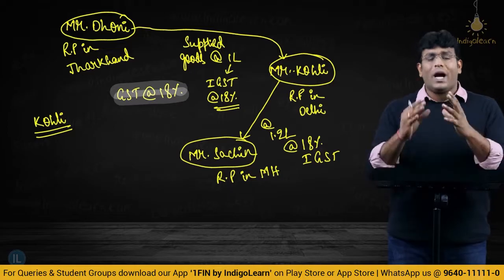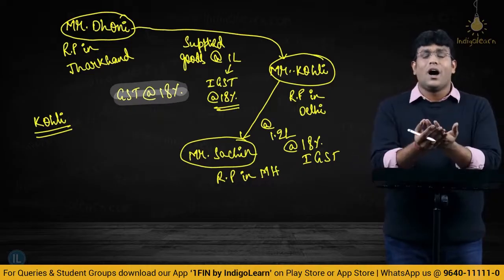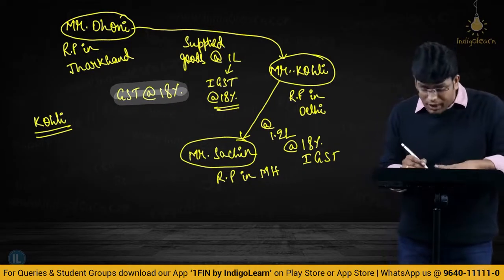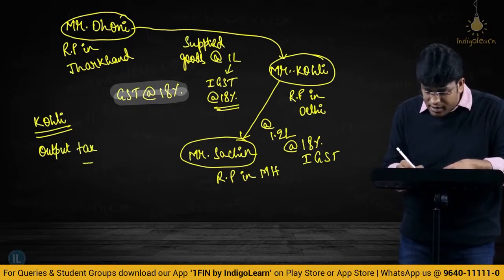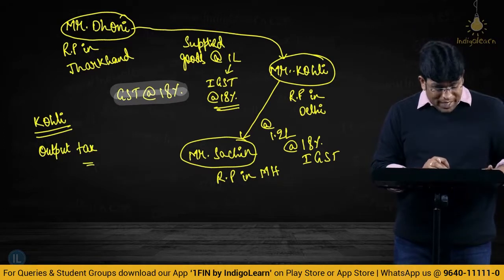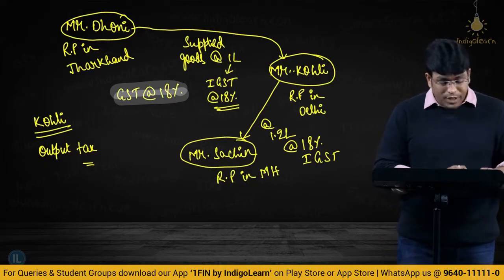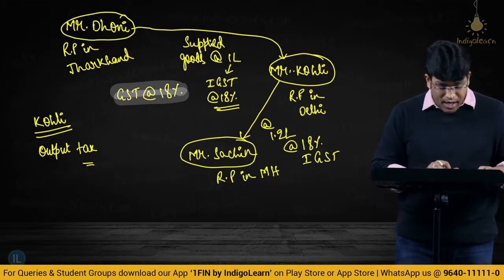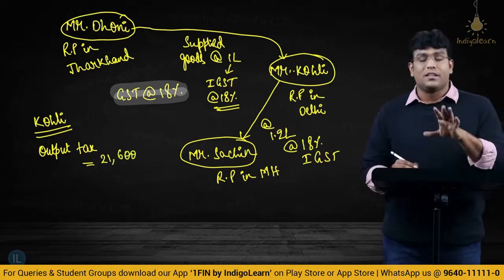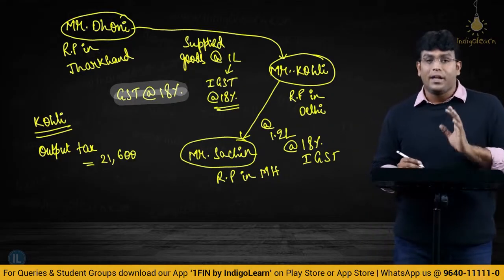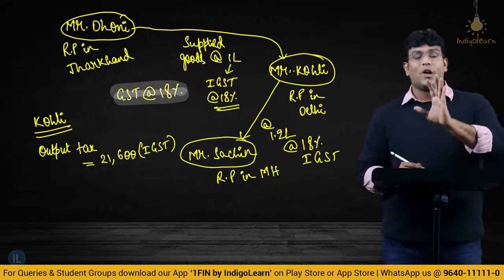Kohli, my dear friends, what I need to understand is what is the output tax and what is the input tax credit, so that we can set off and pay the balance. Correct? Now tell me guys, for Kohli, what is the output tax? The output tax will be 1,20,000 into 18%. How much will be 1,20,000 into 18%? This comes to around 21,600, which is nothing but 1,20,000 into 18%. And this 21,600 is IGST. Yes or no, my dear friends?